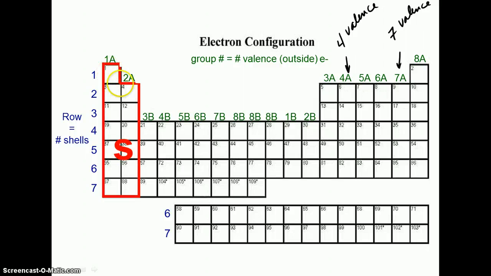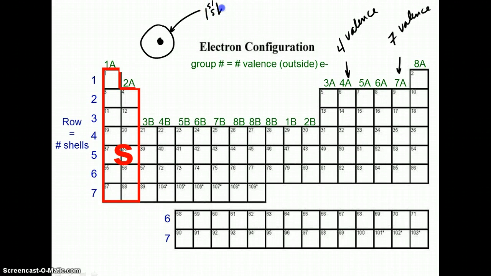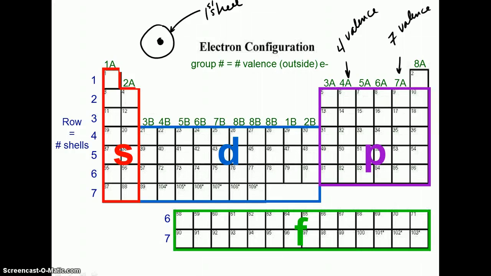This area right over here, we call the s orbital. Going back to our picture from before, here's our nucleus. This is our first shell. The first shell is called the S shell. Then you have the next shell being the P shell. Then you have the D shell, and then you have the F shell.